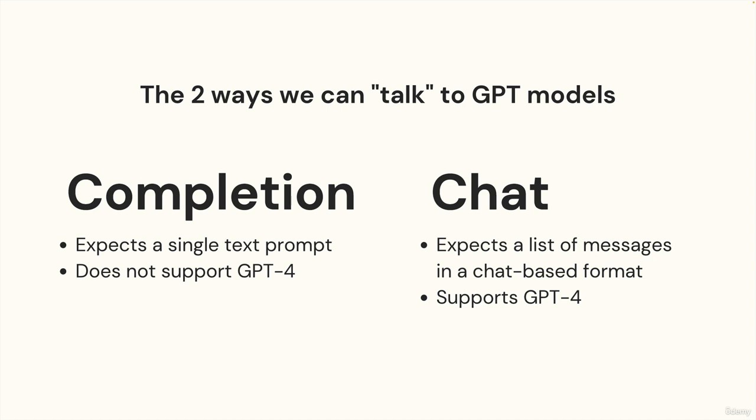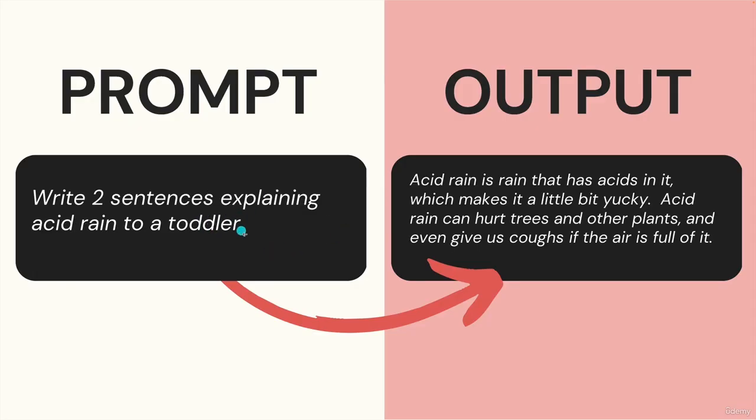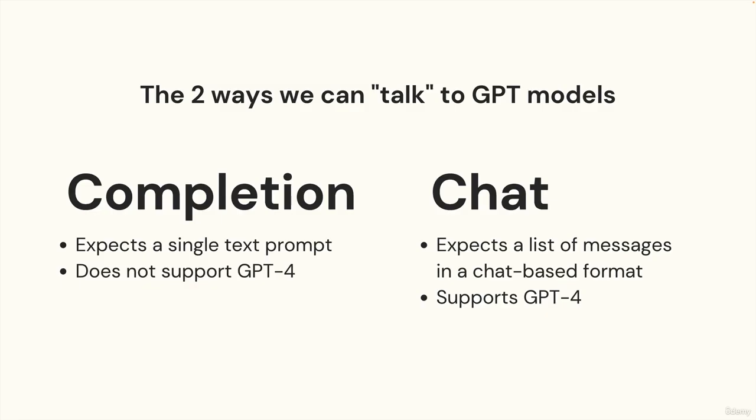So the next thing you need to know is that there are 2 main ways that we can interact with these GPT models using OpenAI APIs. There is the completion API, which expects a single text prompt, basically like what you see right here, and it responds to us with output.